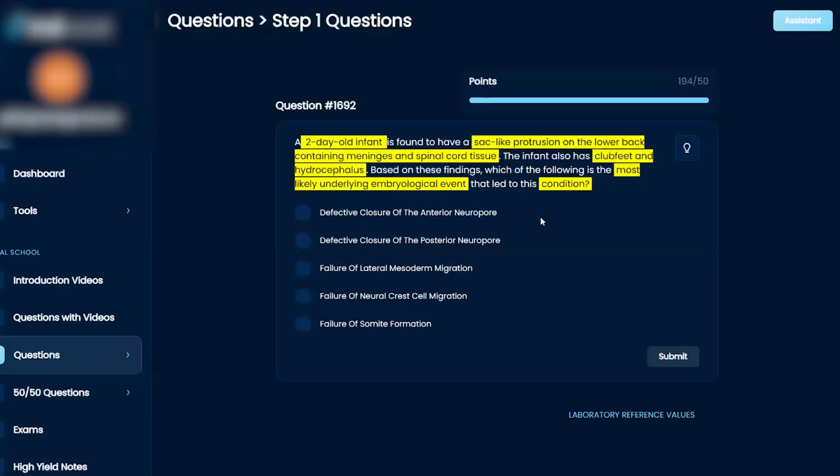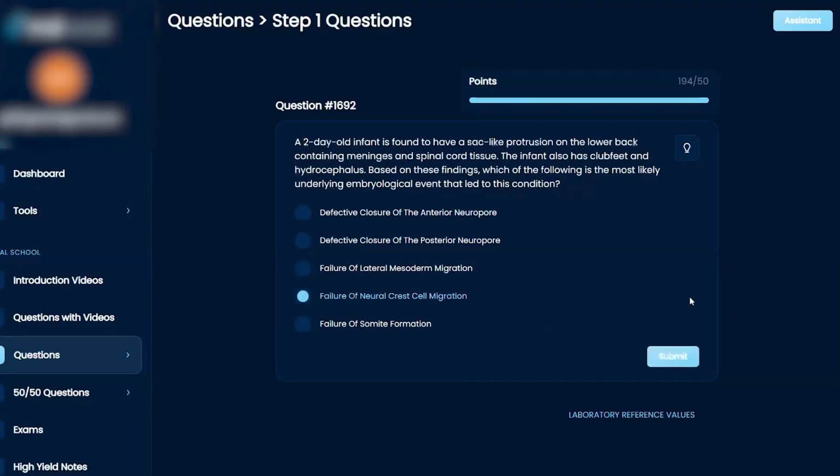So when you have an infant who has a protrusion in the back and it has the meninges, it's called a myelomeningocele. And I'm pretty sure it's through a neural crest cell migration failure. I don't know 100%, but I'm gonna go with that, and that's all I can think of. And I have no reason to change it, so I'm gonna go with that. There you have neural crest. Final answer.